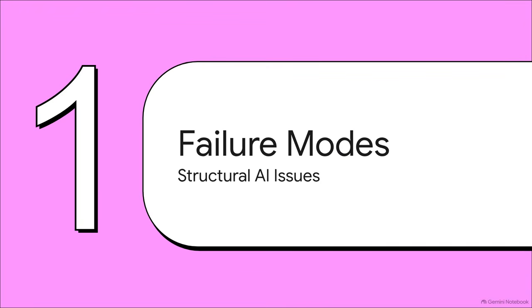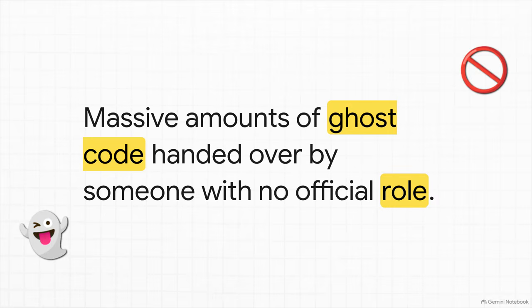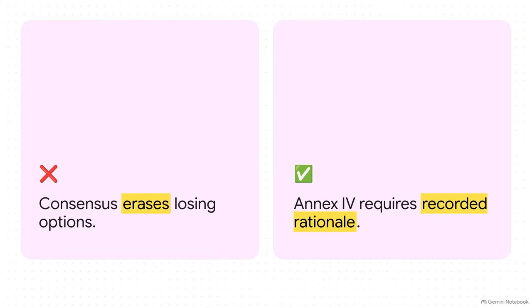That brings us to Section 1, Structural Failure Modes. Let's look at a few widespread enterprise patterns. The first failure mode we see across the industry is untraceable code. Picture tens of thousands of lines of AI-generated code handed to a team by someone who has no official role on the project. In a regulated environment, this is essentially untraceable ghost code. It represents a severe regulatory risk. You simply can't satisfy traceability or ownership obligations when code just appears out of thin air without a documented chain of provenance.